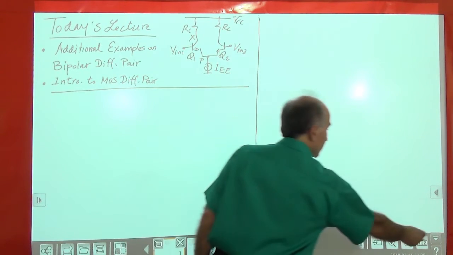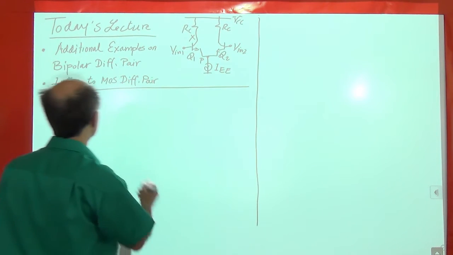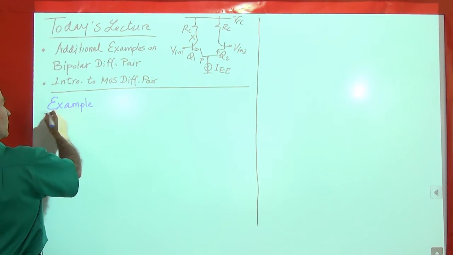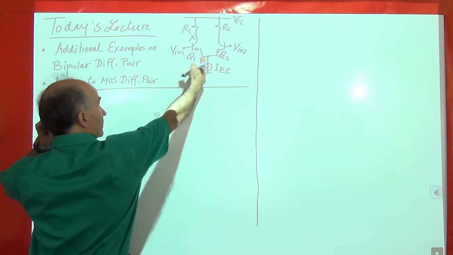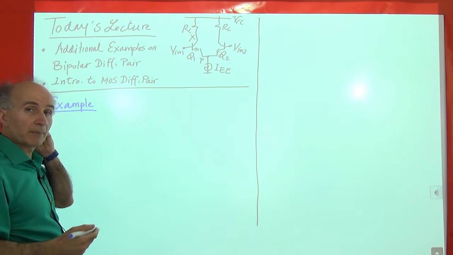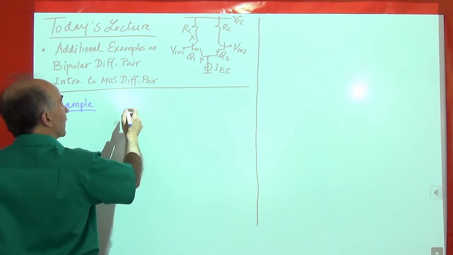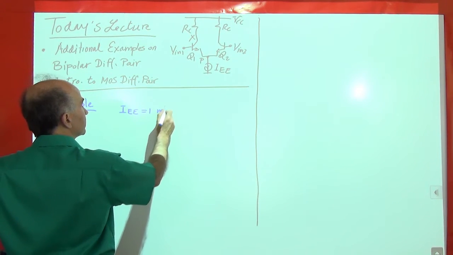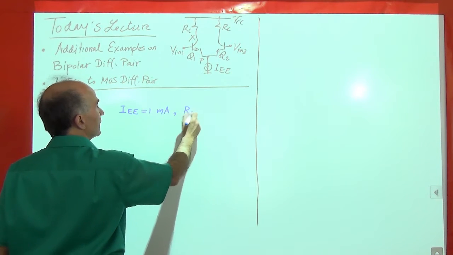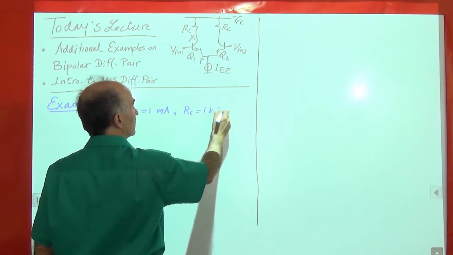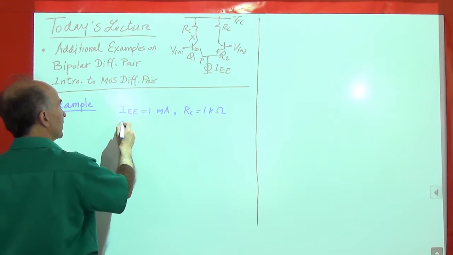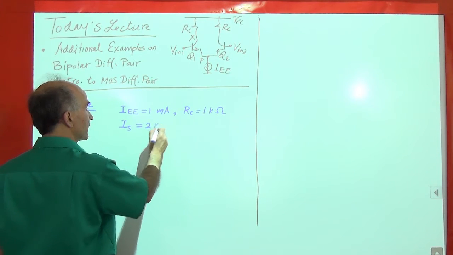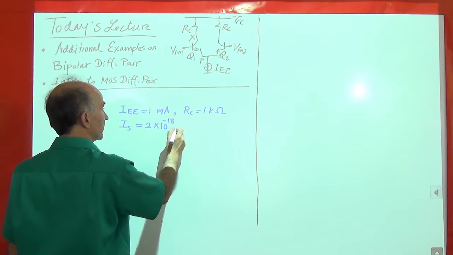Okay, so let's go and look at one example. So here's the first example that we want to study. All right, so we got this differential pair, and let's pick some numbers. So I have picked these numbers. I'm assuming that IEE is 1 milliamp, RC is 1 kilo ohm, IS of the transistors is 2 times 10 to the minus 18 amperes.